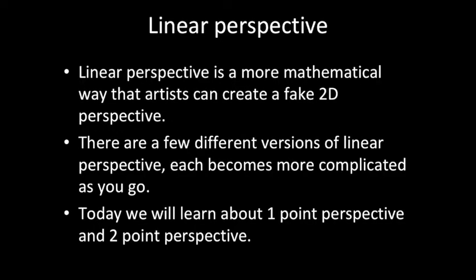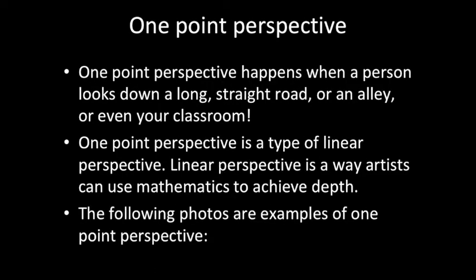So there are different types of linear perspectives. There's 1 point, there's 2 point, there's 3 point perspective. Today we're going to look at 1 point perspective. 1 point perspective happens when, for example, a person looks down a long straight road or an alley or even your classroom. So if you imagine yourself standing on one side of a long straight road and you look down, the road sort of comes together at the horizon. And that is what 1 point perspective is. It's the way that the lines all move together to 1 point.